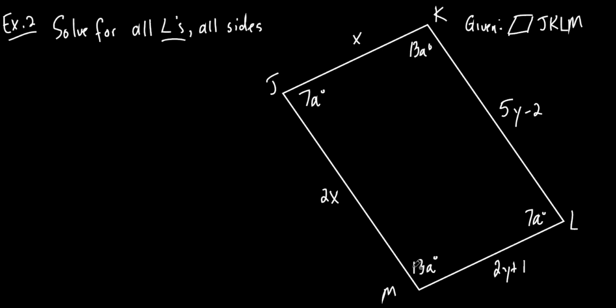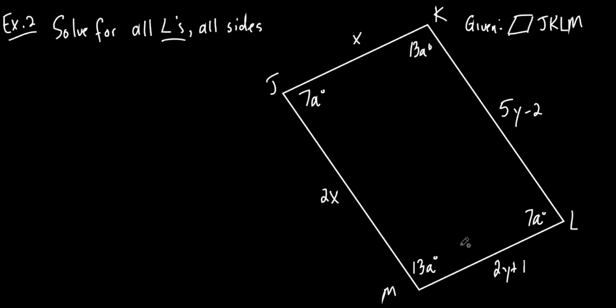This is 7 times A. This is 13 times A. There's no way that they're equal to each other. This one's bigger than this one. All right, but they are consecutive. What does that mean to be consecutive? They add up to 180. They don't equal each other. Consecutive angles are supplementary.